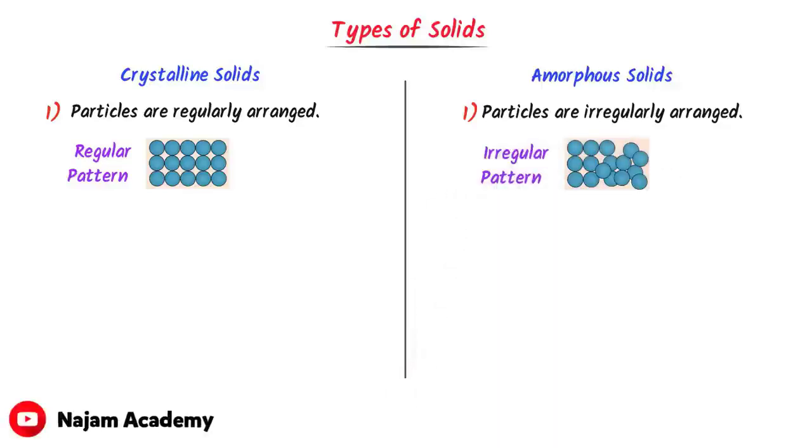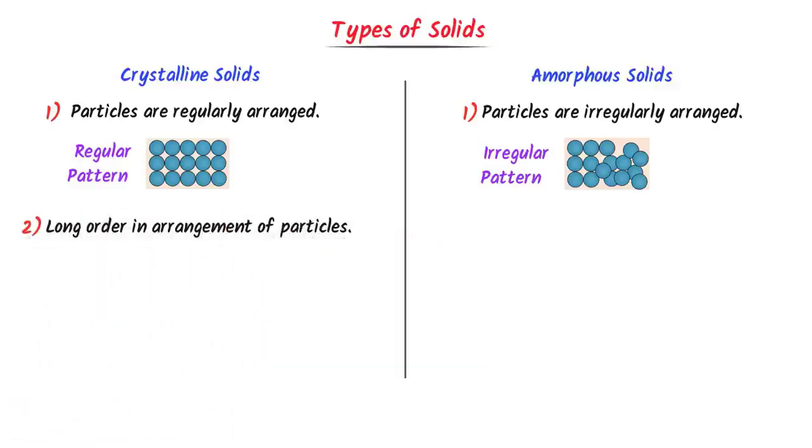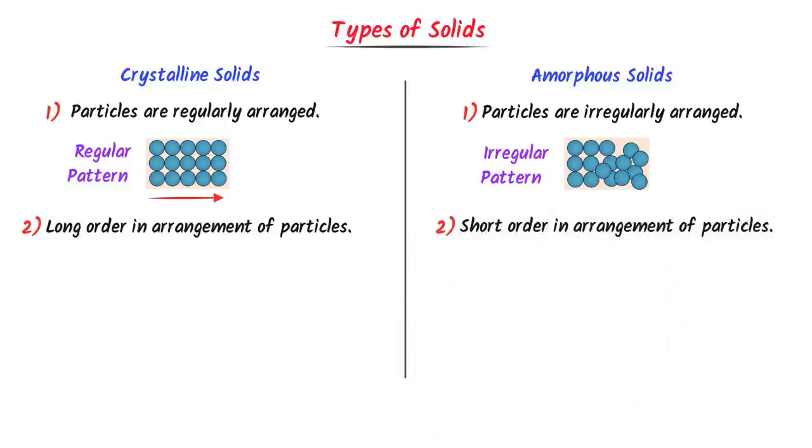Secondly, in crystalline solids, there is long order of arrangement of particles. For example, these particles have long order of arrangement. In amorphous solids, there is short order of arrangement of particles. For example, these particles are regularly arranged and these particles are irregularly arranged.